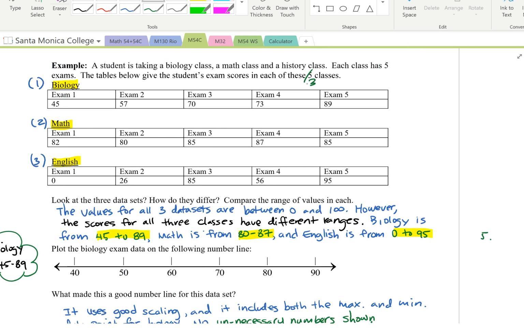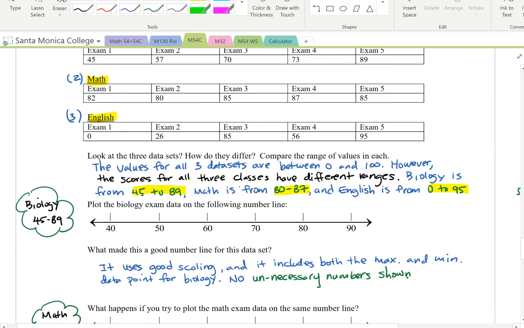Now let's look at each data set. How do they differ? How do we compare the range of the values? Notice that all the values for all 3 classes are between 0 and 100, since those are exam scores from 0 to 100. Although they all fall into 0 to 100, they have different consistency. For biology, the values are between 45 and 89. For math, it's all between 82 and 87. For English, it's very inconsistent: the score is as low as 0 and as high as 95. So the ranges are all different for the 3 classes.